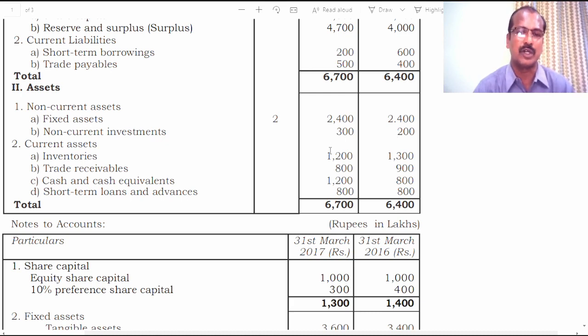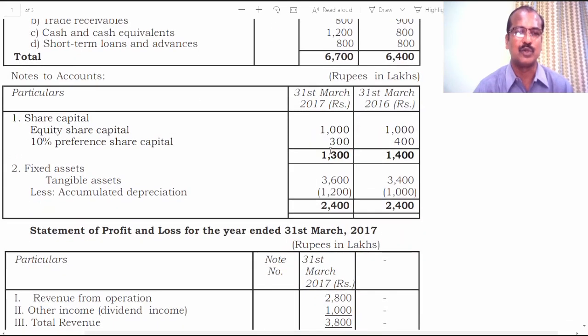Let's have a look at note number 2 first, then we will go through the rest of the items in the asset side. Fixed assets, according to note number 2, you find tangible assets with the opening of 3,400 and closing of 3,600. From the balances, accumulated depreciation on the fixed assets is subtracted. The opening balance of accumulated depreciation is 1,000 lakhs and closing is 1,200 lakhs.